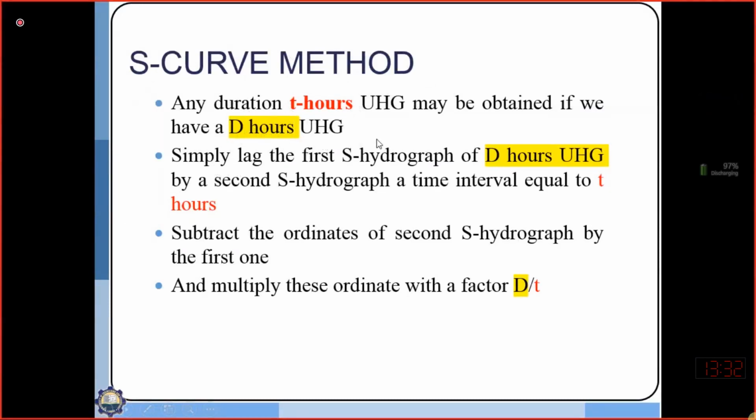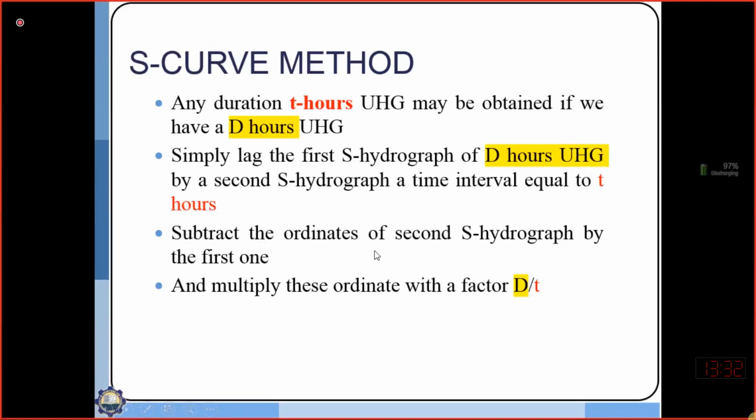Now what you have to do, once you derive the S-curve, is simply lag the first S hydrograph of the D hour unit hydrograph by a second S hydrograph at a time interval equal to T hours. So once we have obtained the S-curve by any of the methods, in the next step we will make another S-curve which is lagged from the previous one by T hours, which is the required duration of the unit hydrograph.